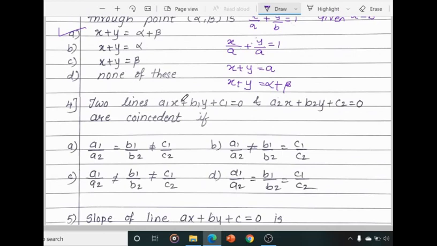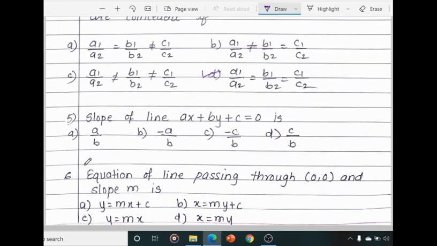Next, two lines a1x plus b1y plus c1 equals 0 and a2x plus b2y plus c2 equals 0 are coincident if. We know the lines are coincident when the ratio of coefficient of x of the first line to the second line equals the ratio of coefficient of y, which equals the ratio of the constants. This is the condition given for the lines to be coincident.